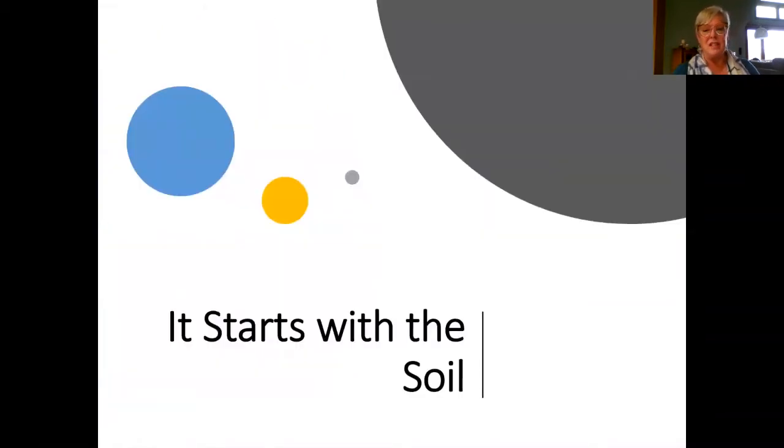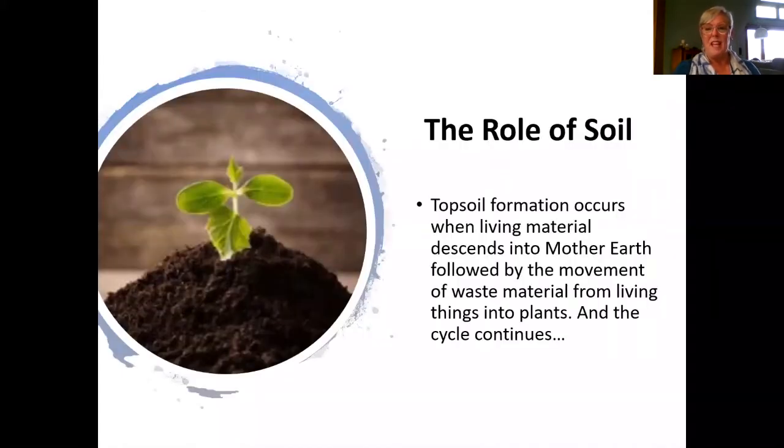So as I mentioned, it all starts with the soil. The role of soil is actually to feed the plants, but in turn, the plants decay and feed the soil. So formation occurs as this cycle continues over and over again, from plants growing, turning into waste, that waste being incorporated into the soil that provides nutrients back to the plants.